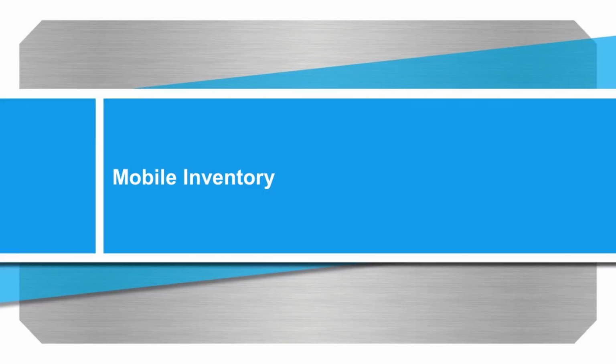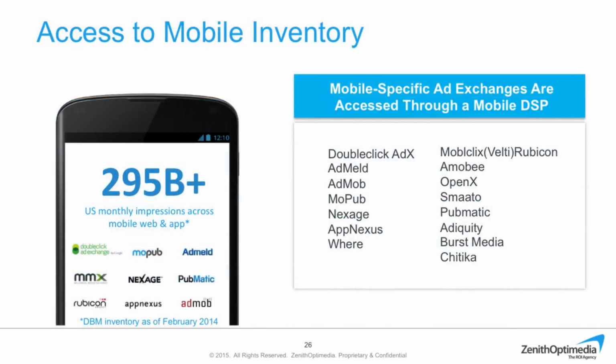The second programmatic pillar that we'll look at today is mobile inventory. Previously, inventory had been limited within the mobile environment. But as you can see here, over 295 billion impressions are available via mobile web and app each month. Mobile-specific ad exchanges are now also on the rise.